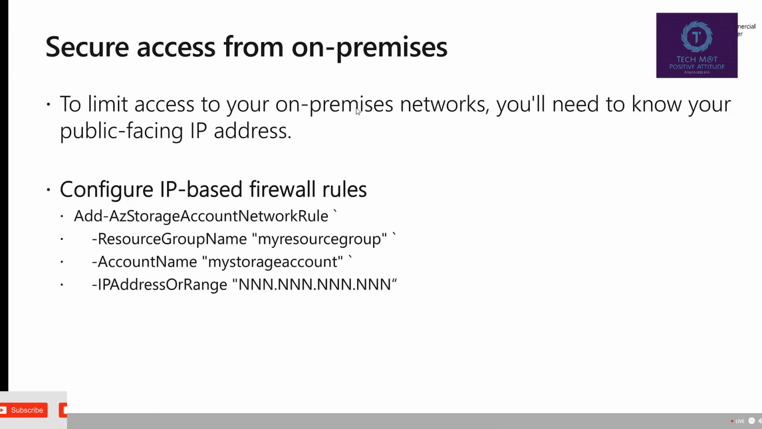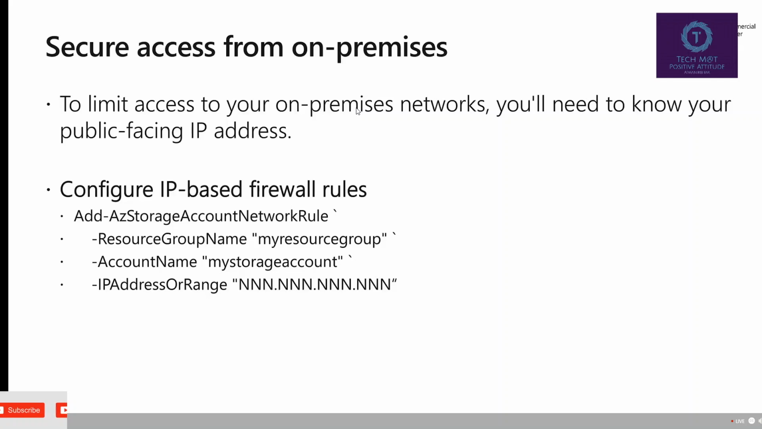So what about securing the access from on-premises? I can limit the access to your on-premises networks. What I need to know is your public-facing IP address. Then I can issue a small PowerShell script, or I can also do this, of course, through the Azure portal or through Azure CLI. So what I need to do is, under firewall rules, establish a new firewall rule for a specific storage account, where I will allow just a specific range or a specific IP address to access that specific storage account.